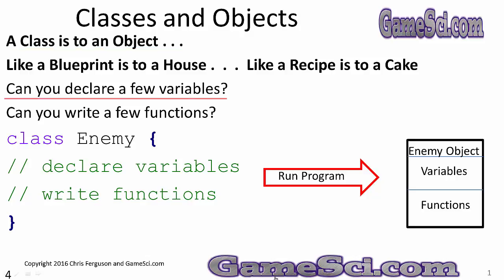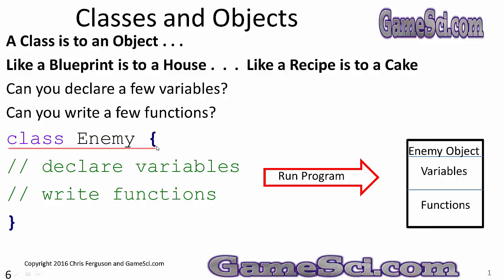Can you declare a few variables? I think you can. You're deep enough into this class that you've been creating variables. Can you write a few functions? I hope you can. At this point, you should know what a function is and how to build one. That's it. Those are the two things you need to be able to do. You need to be able to declare some variables and write a few functions, and you can create a class. We're going to create a class enemy here.